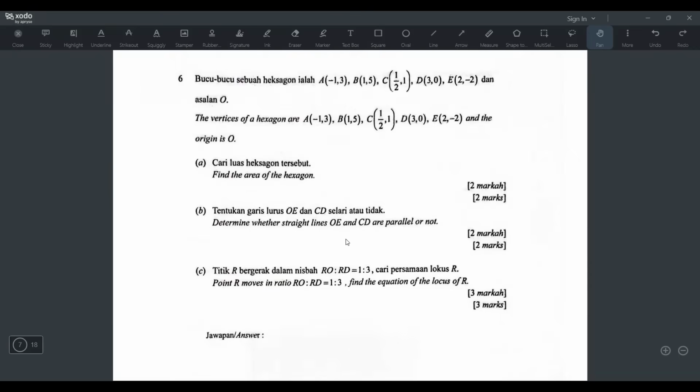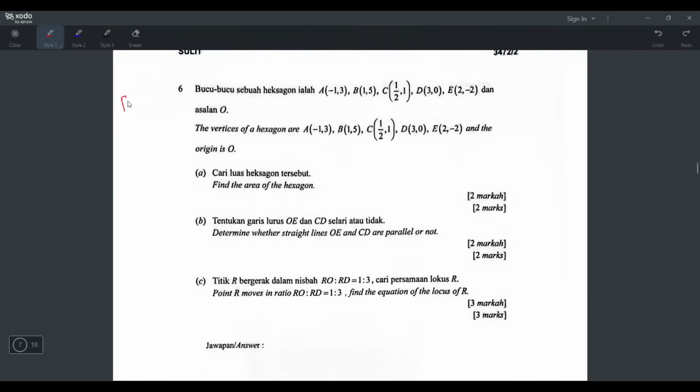Okay, number 6. This one is the coordinate geometry chapter, Form 4 chapter 6. The vertices of a hexagon. What is a hexagon? A hexagon means a polygon with 6 sides. So you have the vertices A, B, C, D, E, and the origin is O. If O is the origin, the coordinate is 0, 0. A hexagon must have 6 sides, which means there should be 6 vertices. So 1, 2, 3, 4, 5, and the sixth one is 0, 0. And then question A: find the area of the hexagon.